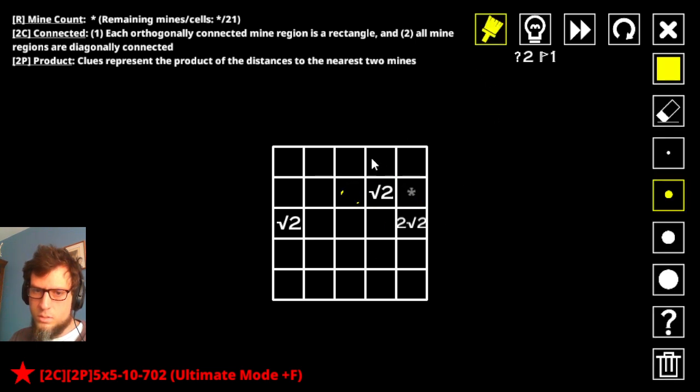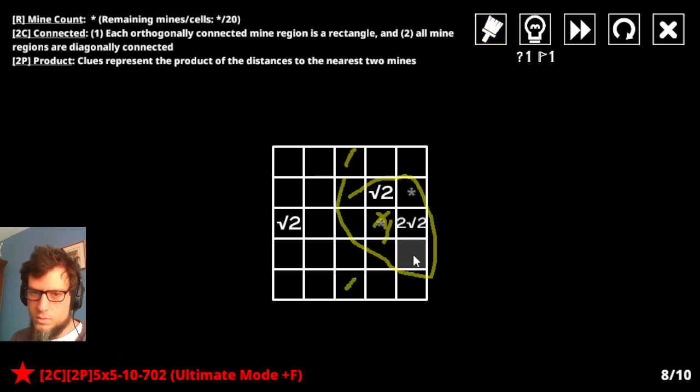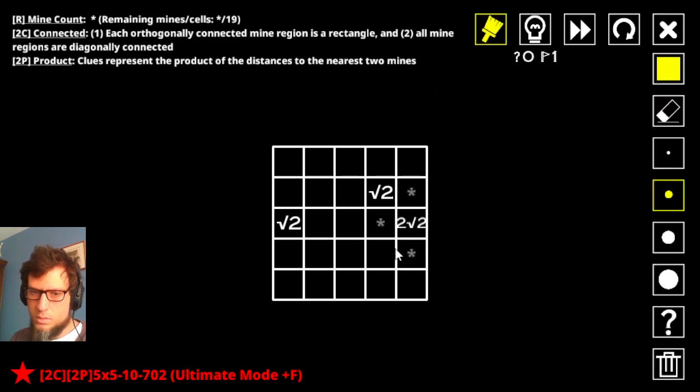Alright. Let's see, what about, okay, this is 2 root 2. If it has a 1 next to it, the next distance that it needs is 2 root 2, which is like over here or over here. But that would isolate this by itself, so no. And for similar reasons, you can't have that either. Alright.